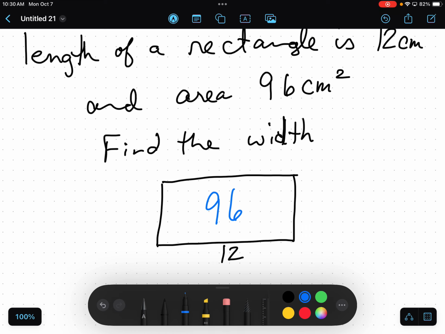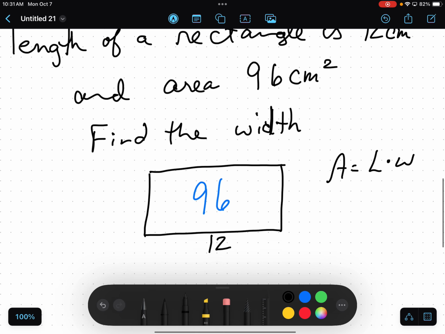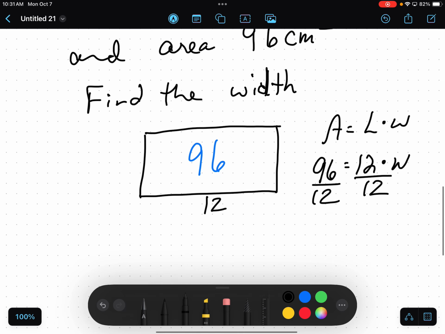If you look at the sheet, I gave you the area of a parallelogram or rectangle, says base times height, or length times width. So the formula for that again is area equals length times width. Right. So if I know that my area is 96 and my length is 12, I don't know W. So in order to find W, I divide it. Exactly. What's 96 divided by 12? 8. So the width is 8.